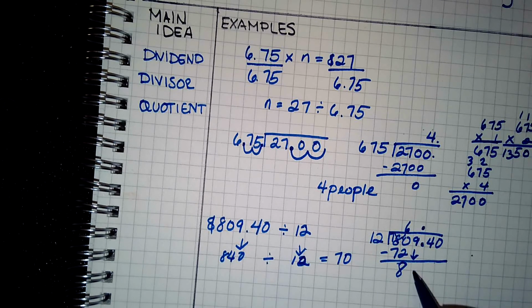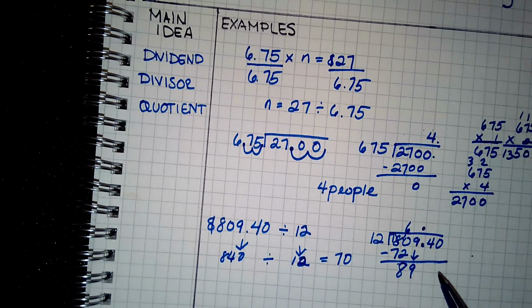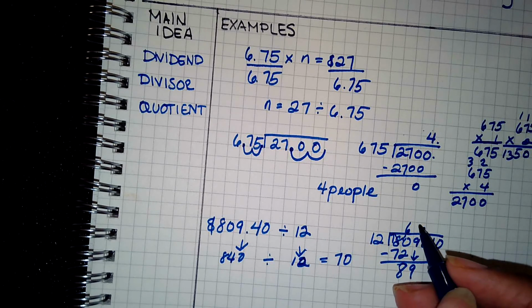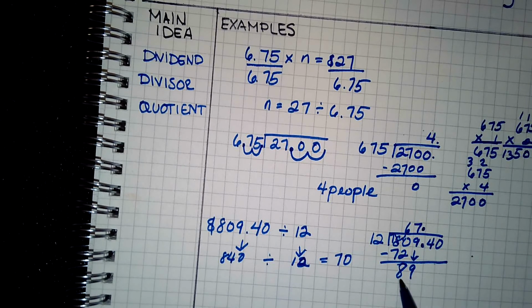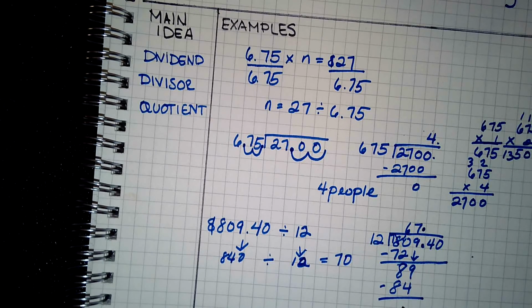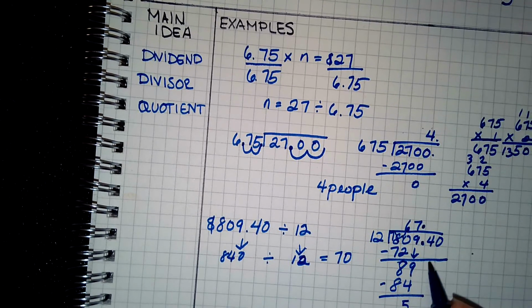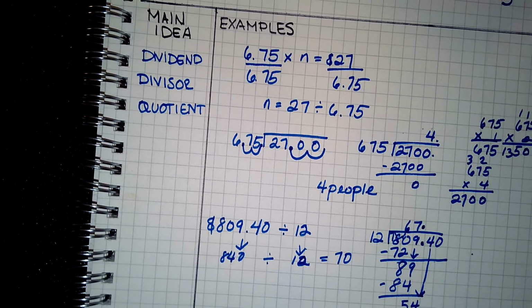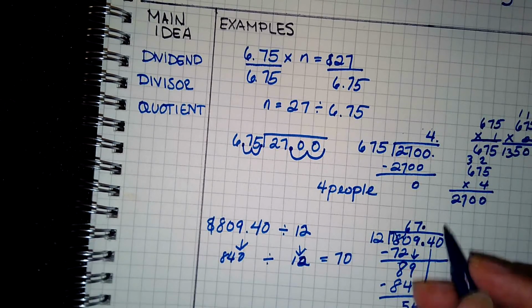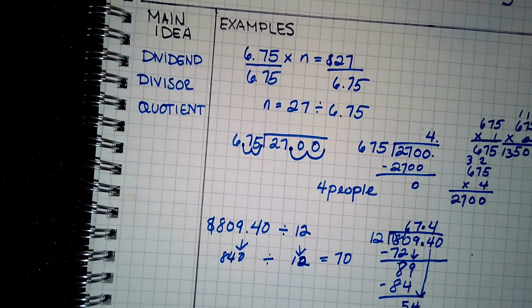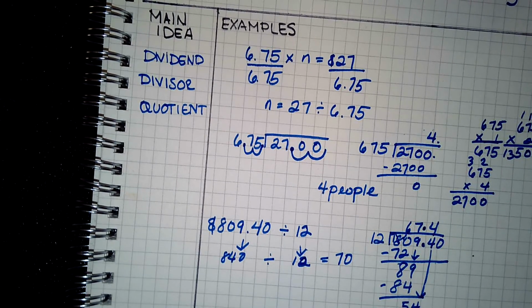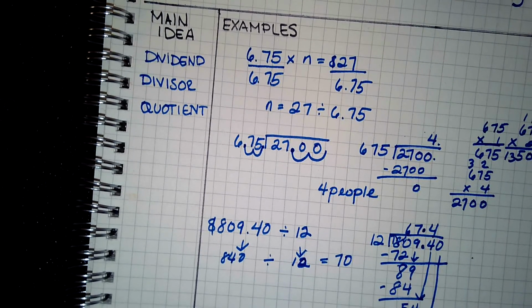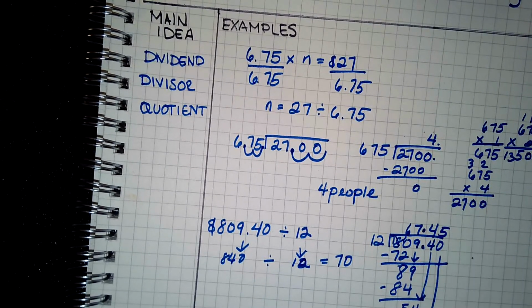I'm going to bring down my 9, and 12 goes into 89 7 times. 7 times 12 is 84. I'm going to subtract and then continue with my pattern of bringing down my number. It goes into it 4 times. 48. I'm going to subtract. I have 6, bring down my 0, and it goes into 5 times.